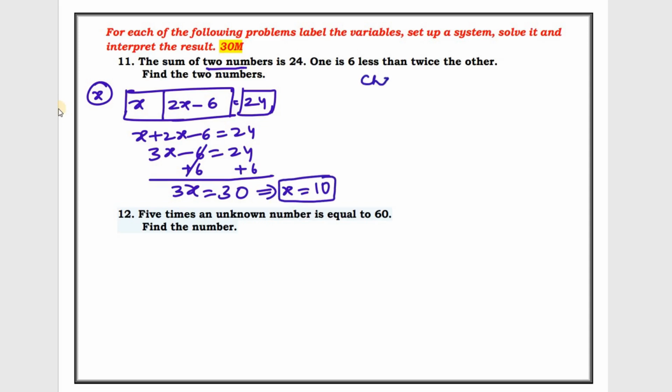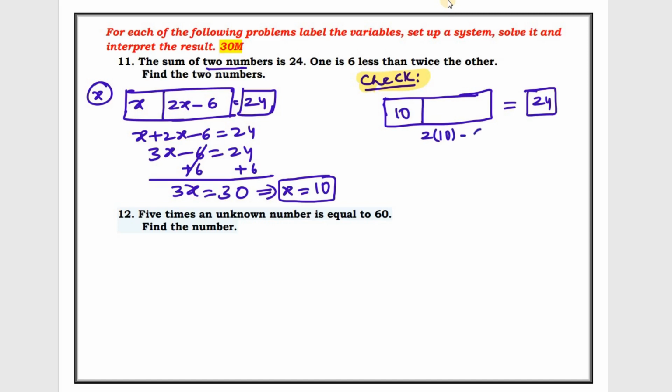I'll check if I got the correct or wrong answer and show you. What is actually given, there are two numbers, right? The sum should be equal to 24. One is x, x is 10, the other is 2x minus 6. So 2 into 10 minus 6, 20 minus 6, which is 14. So hence verified, 10 plus 14 is 24. So we got the answer.